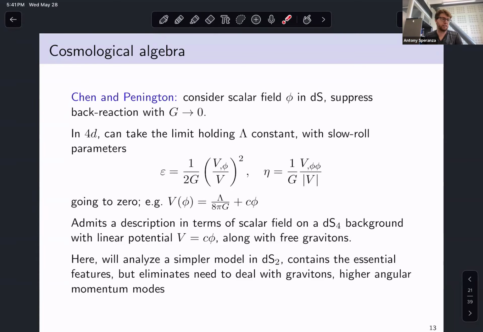The connection to gravity is a bit lost because you don't really have pure gravity in 2D, but we're going to do this same thing where we take the scalar field in 2D de Sitter and impose this boost constraint and see that you get non-trivial operators here. And this simplifies it because now there are no gravitons and you also don't need the higher angular momentum modes of the scalar field. So there are some computations that are a bit more explicit.